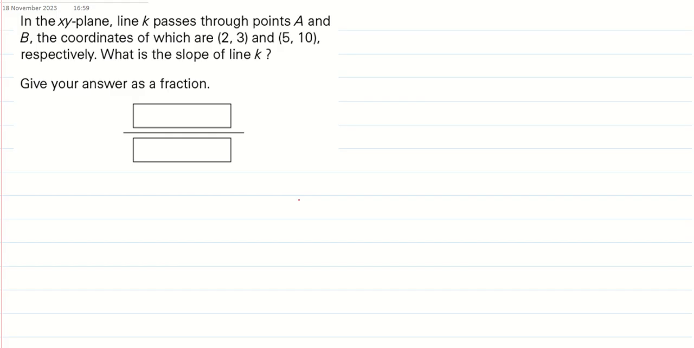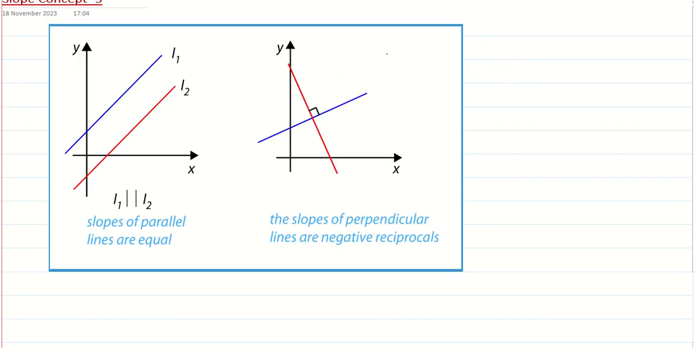That's all. Good. 7 by 2 minus 5, sorry, 3 minus 10 divided by 2 minus 5. Or 10 minus 3, 10 minus 3, 5 minus 2. Correct? So same order, keep in mind.